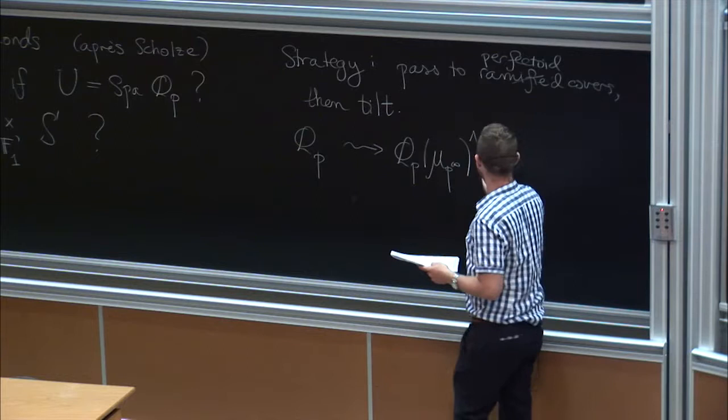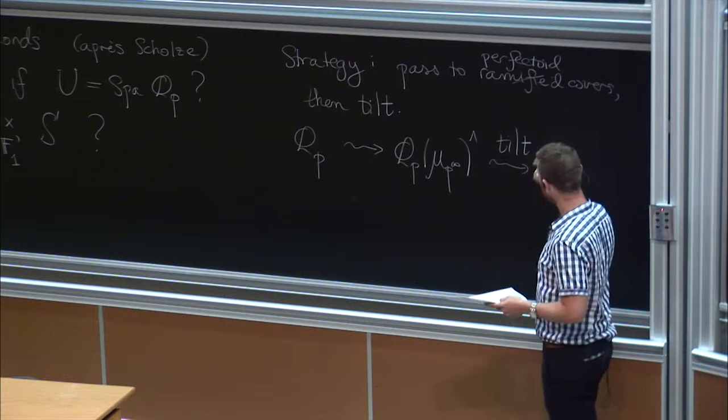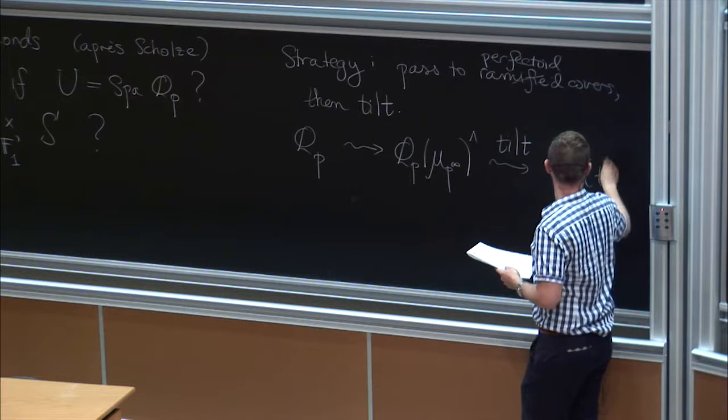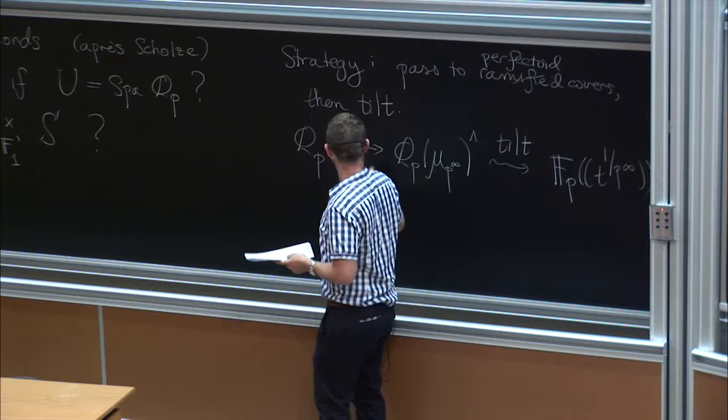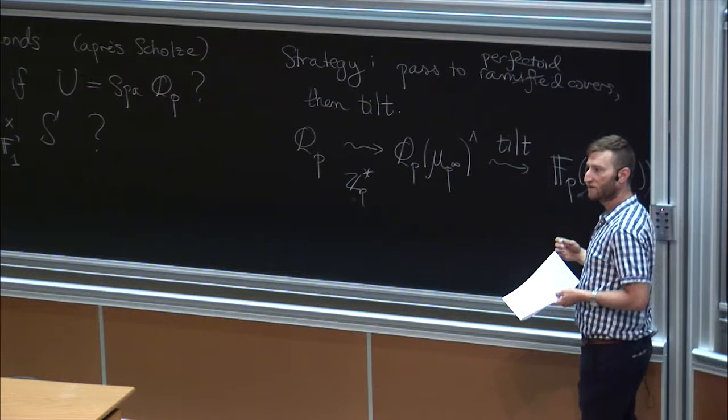When this is tilted, it results in a perfectoid field in characteristic p. That perfectoid field is F_p((T^{1/p^∞})). Now, this extension was Galois, and the group is Z_p cross. So when we pass to this cover, let's remember that we have that action. And that action presents as an action of Z_p cross on this field.